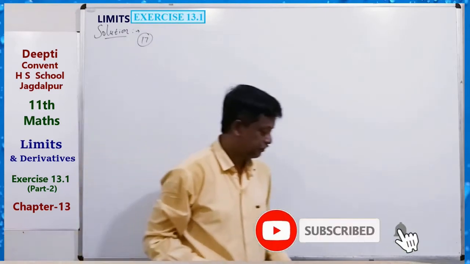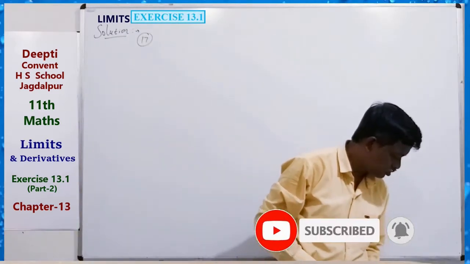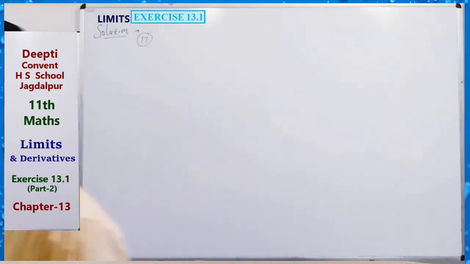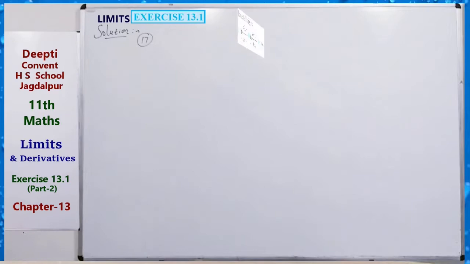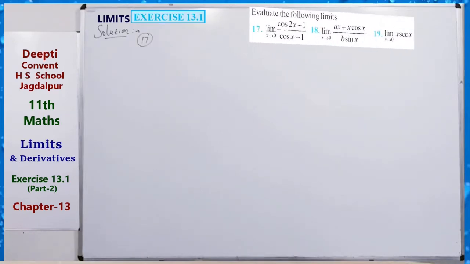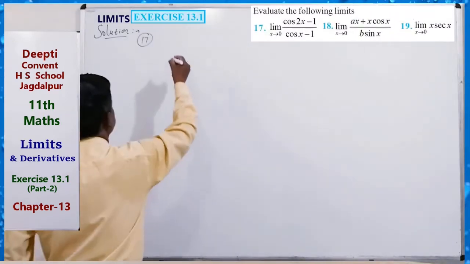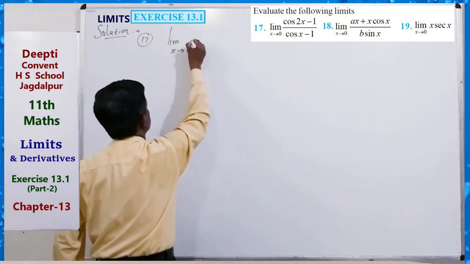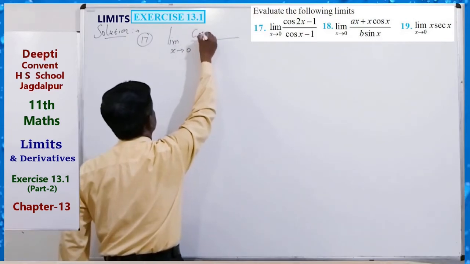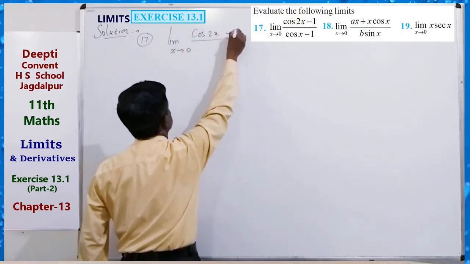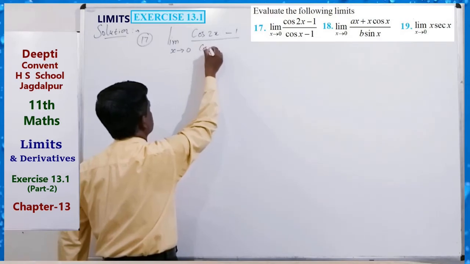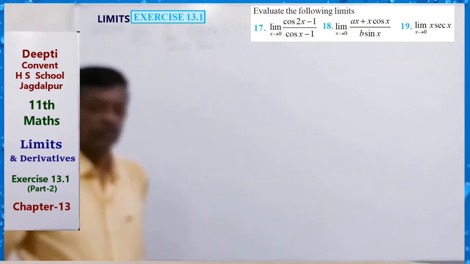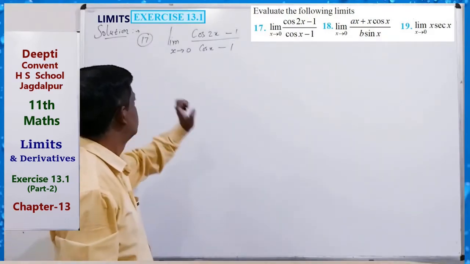Exercise 13.1. The question is: limit as x tends to 0 of (cos 2x minus 1) upon (cos x minus 1). We have to find the limit. So this is the given limit, and we have to find the value of this limit.